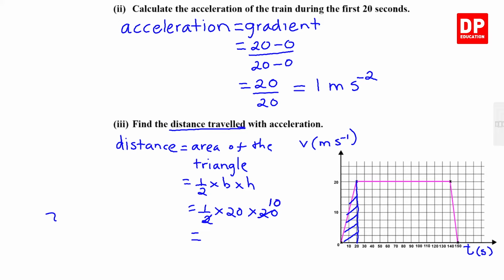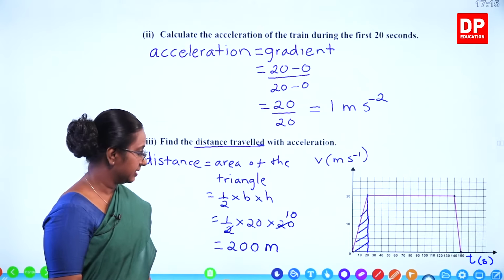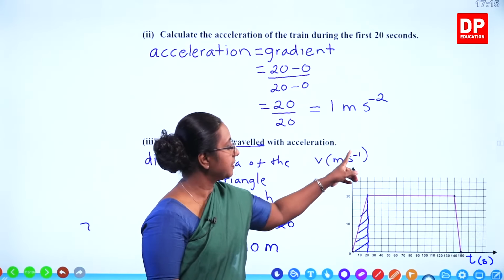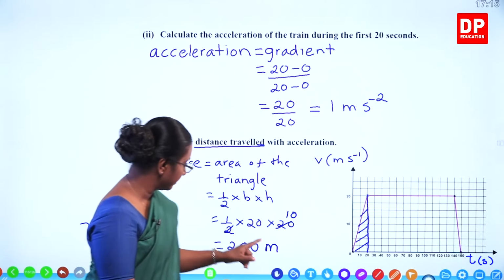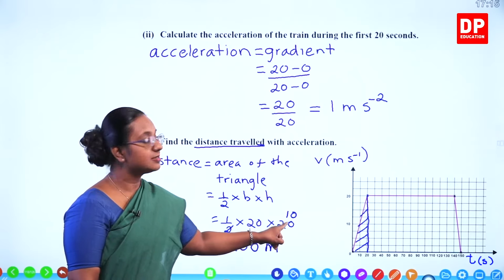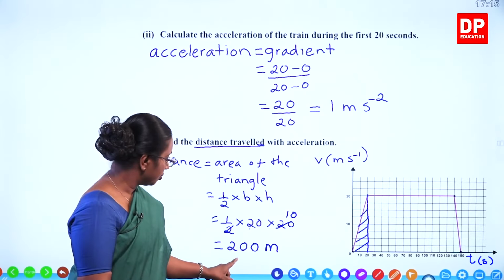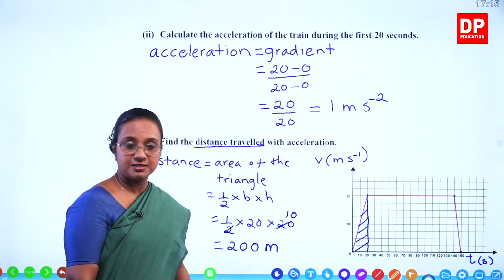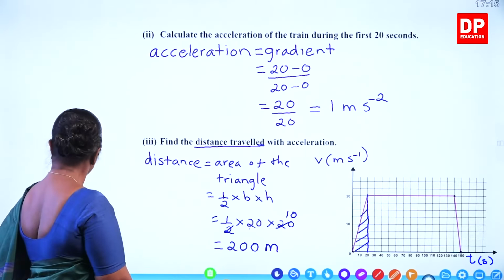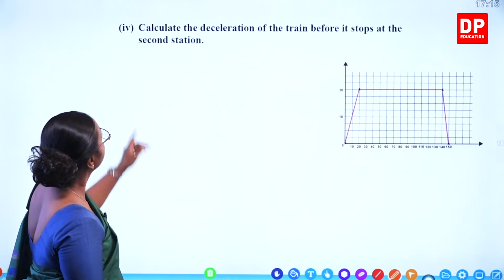So 20 into 10, it will become 200, and since it's meters, it's the distance. The meters is obtained by multiplying meter per second by seconds. The base is seconds and 20 height is meters per second. So, you have the unit meters for distance. Okay, we will go to the next question.